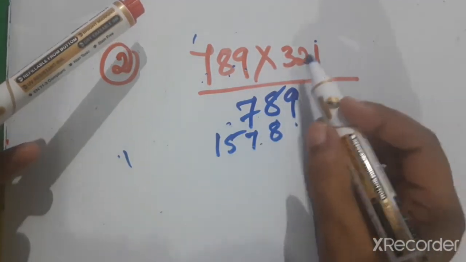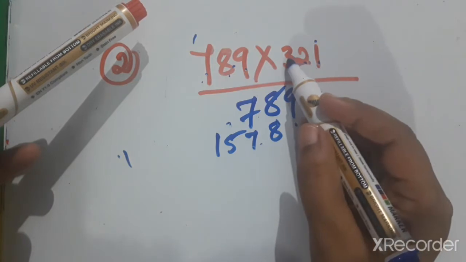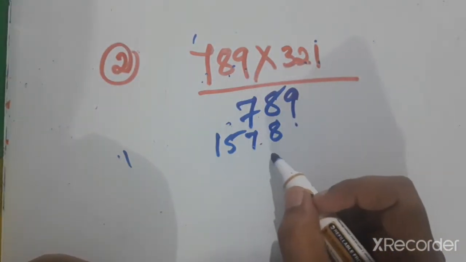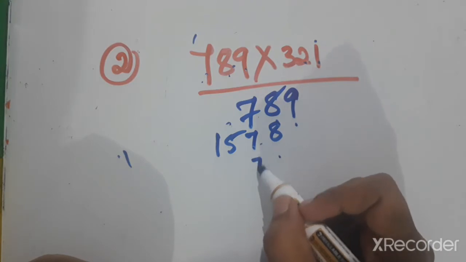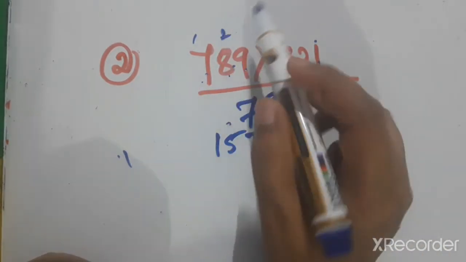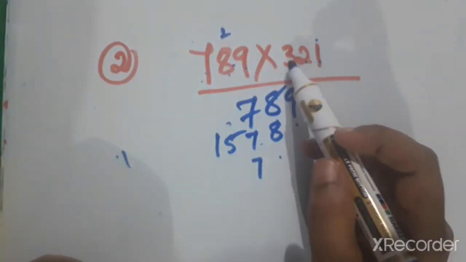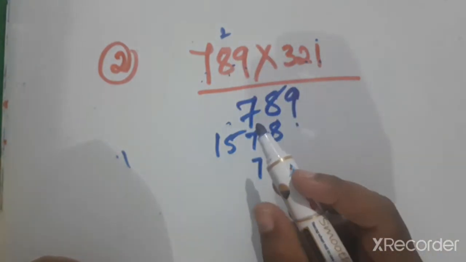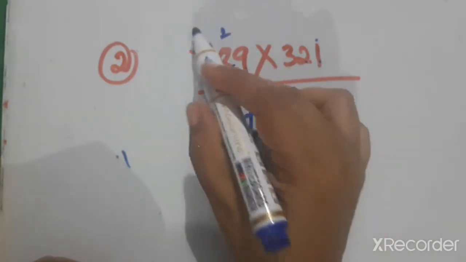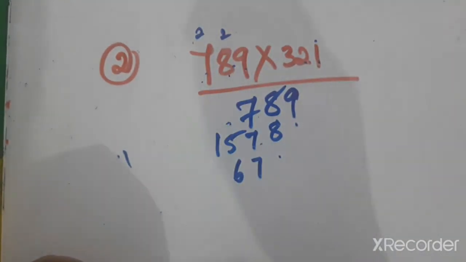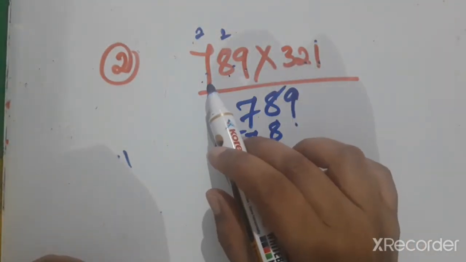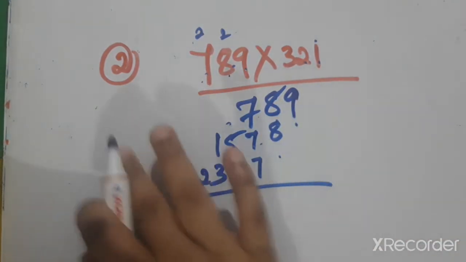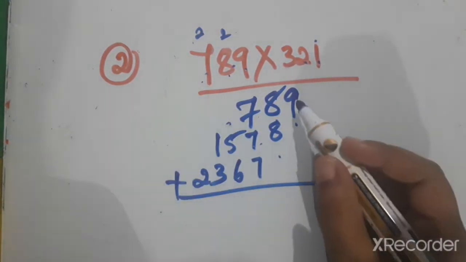Okay. Now first line over, second line over. Now third. 3 with each number we have to multiply. 3 nines are 27. Leave one space and write. 27 means 7. 2 carry to the next place. 3 eights are 24. 24 plus 2 is 26. So 6, 2 carry to the next place. 3 sevens are 21. 21 plus 2 is 23. Okay. Now add the total here.